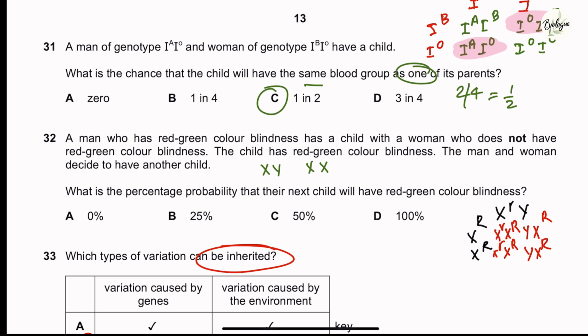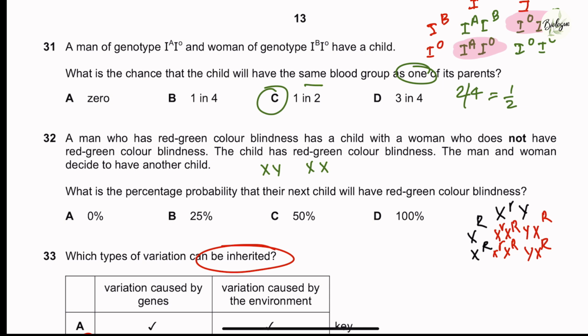Proposal, but your manager has so many questions. So it has to be caused by genes only. So the answer is B. Okay, question. So the chance of getting this is 50%. Okay, so the answer is C.